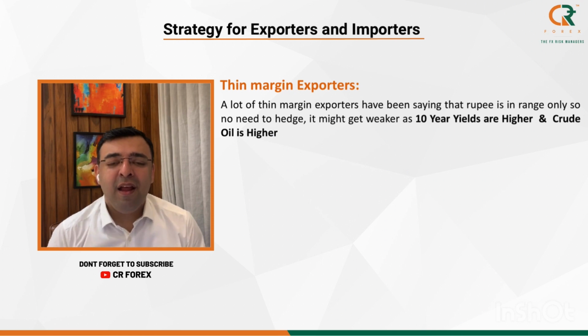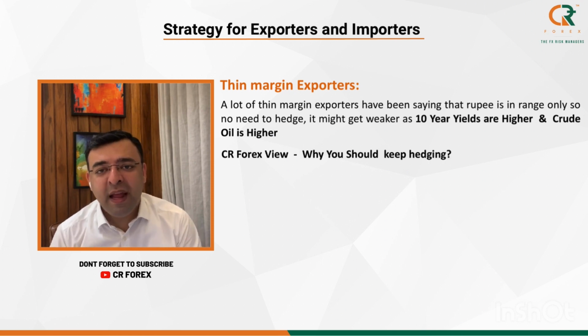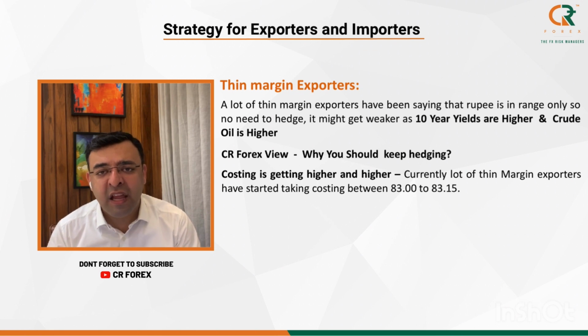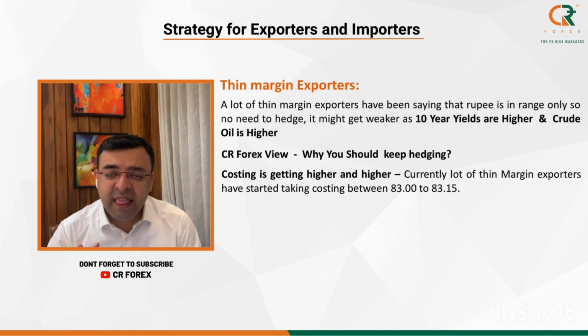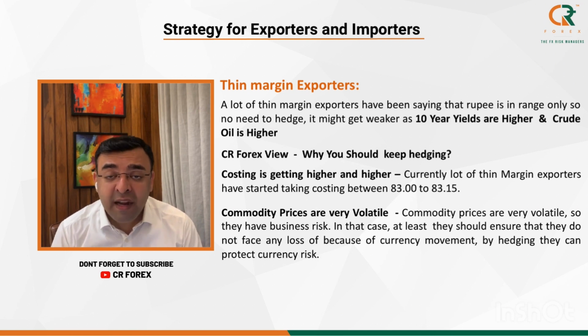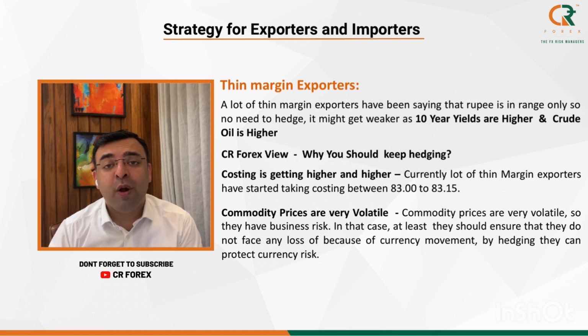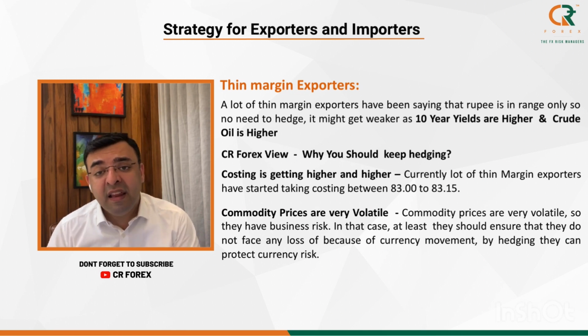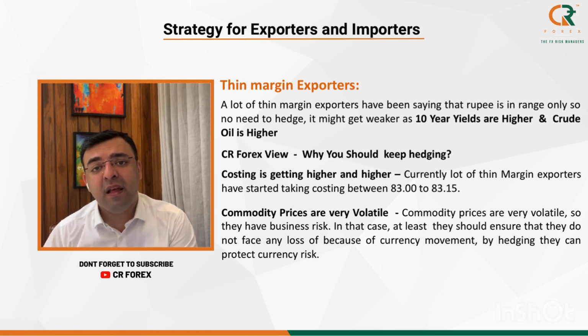Now we have been telling exporters that why they should be hedging. Reason number one is their costing is getting higher and higher day by day. So currently lot of thin margin exporters are taking costing close to 83 to 83.15 kind of level. Second reason why they should cover is that the commodity prices are very volatile. So they are facing commodity risk and business risk in their business. So it is important when they are facing commodity risk, they should at least hedge currency risk. If they are hedging on a back-to-back basis, they can avoid the currency risk.